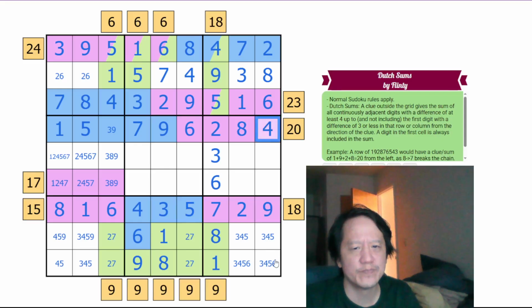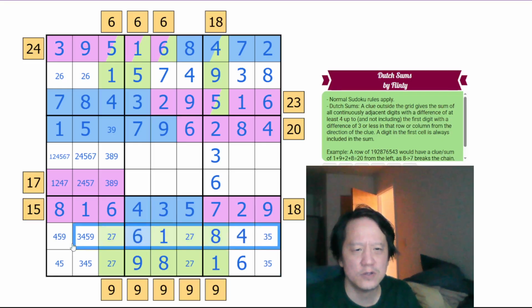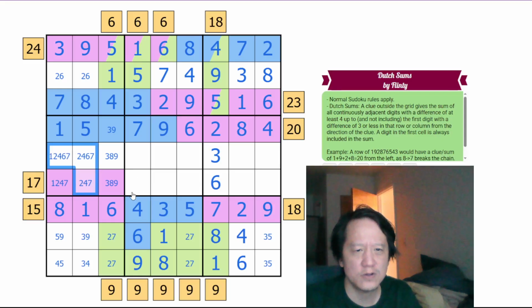Huh. That's problematic. How did I mess that up? 4 cannot be either of these, so this must be 4. That means no more 4 here. 5 eliminates 5 here. No more 5 here. This has to be 3.